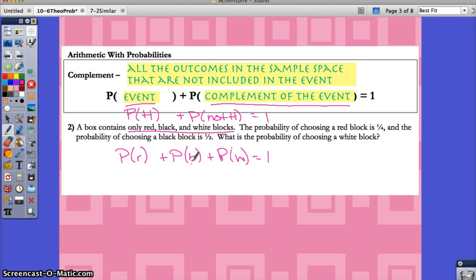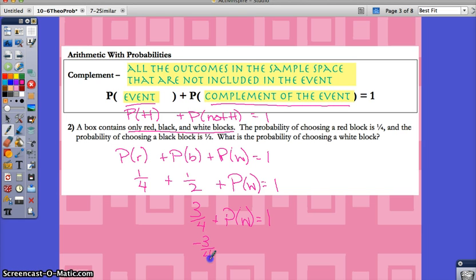White is not the complement of choosing a black block, but white would be the complement of choosing a block that is not white, if that makes sense. So I know these probabilities will add up to 1. The probability of choosing a red block is 1/4. The probability of choosing a black block is 1/2. And I want to find the probability of white, so I'm going to leave that as an unknown. This is a variable, so probability of white. So you can see when solving this, the complement will help you, because we know that all the probabilities add up to 1 in total.